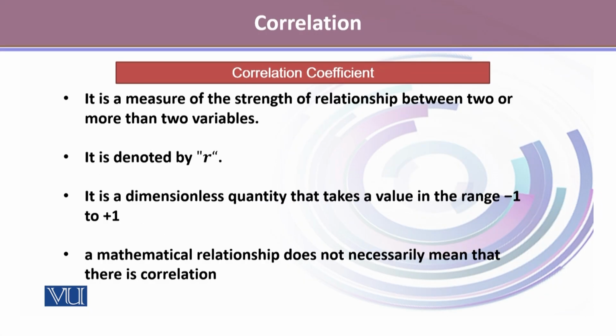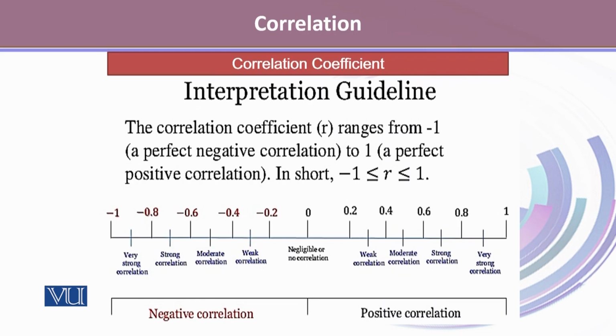The correlation coefficient is a measure of the strength of the relationship between two or more variables, denoted by r, and it is a dimensionless quantity that takes on values that range from -1 to +1. And a mathematical relationship does not necessarily mean that there is a correlation. When we calculate the correlation coefficient, it gives us numerical values ranging from -1 to +1. Here are some possible interpretations that we can obtain from the values, but one should be very clear that the sign of these values simply shows the direction of the relationship.